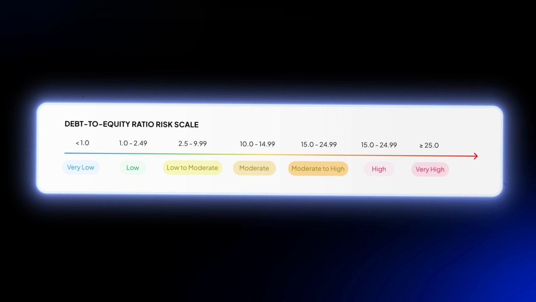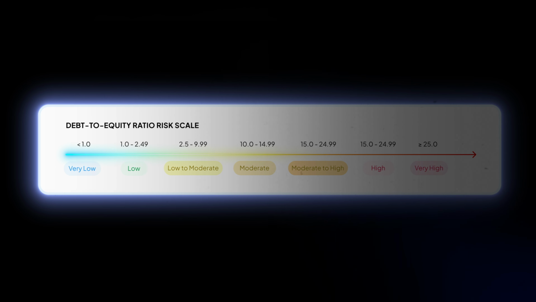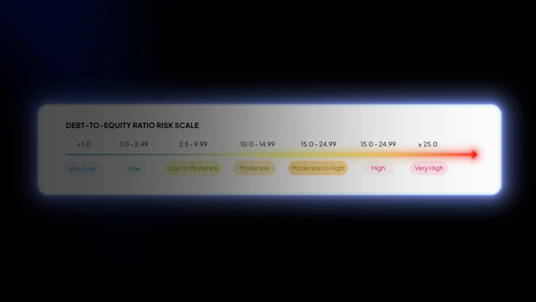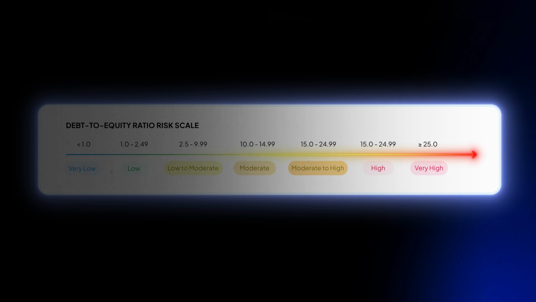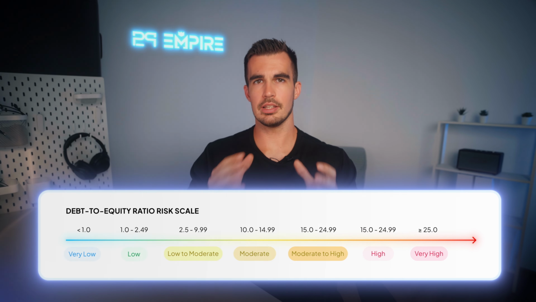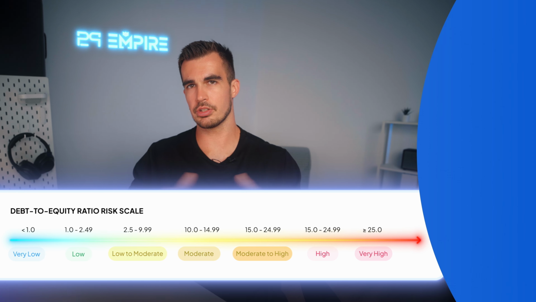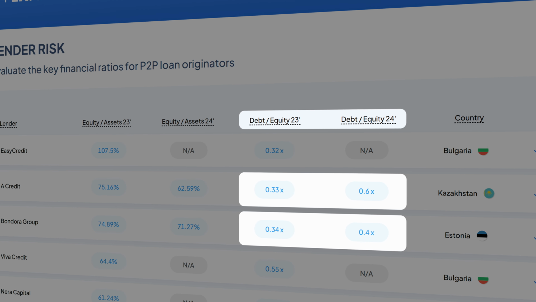A low ratio indicates that the lender is not heavily reliant on borrowed funds, which are often the funds provided by P2P investors. A high ratio indicates substantial leverage, which increases the risk. Should the lender lose its funding source, it could become quite a big problem. Again, on this scale, you can see the risk associated with higher or lower ratios. You can also review the yearly trend and see whether the risk has decreased or increased.